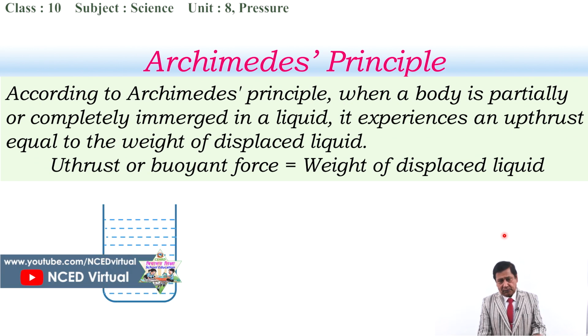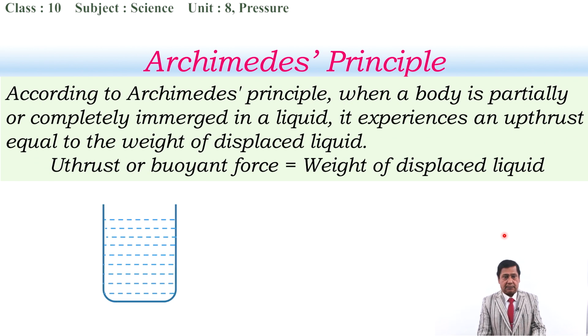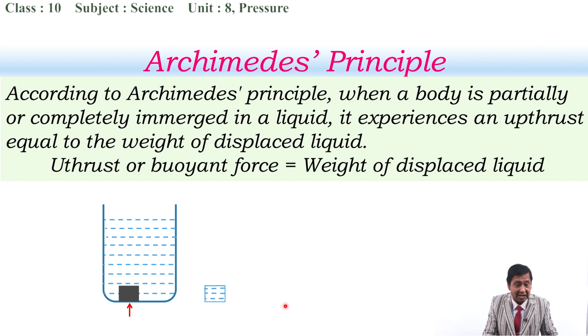Let's say a vessel contains water and a piece of iron is taken in it. Certainly it sinks in water because it is denser than water. Now it experiences upthrust, which acts vertically upward on the body. According to Archimedes' principle, the upthrust acting on this piece of iron is equal to the weight of displaced liquid.